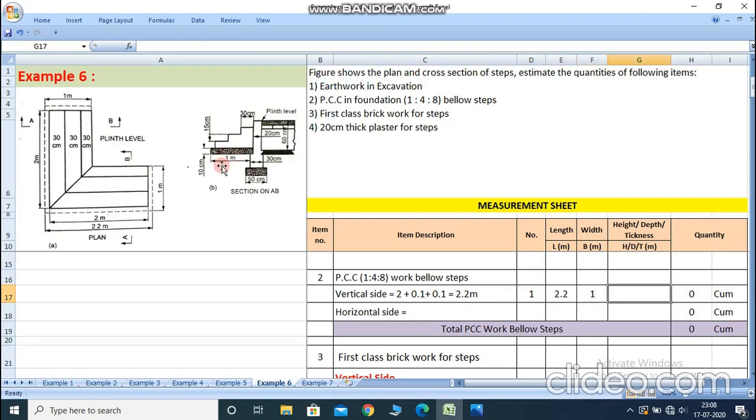So right here 1 meter, and the thickness of the PCC work is 10 centimeter. Now 10 centimeter is converted to meter, 0.1 meter. It's a total of 0.22 cubic meter.